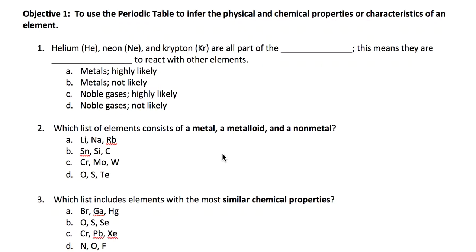Question 2. Which list of elements consists of a metal, a metalloid, and a nonmetal? A. LiNaRb. B. SnSi. C. CrMoW. Or D. OSTe.